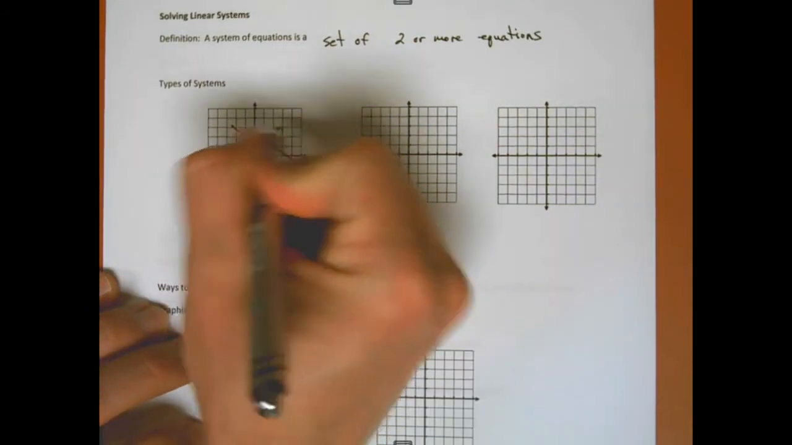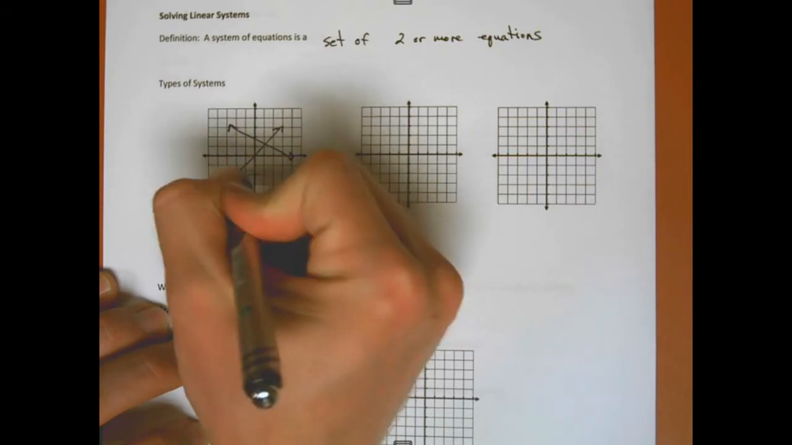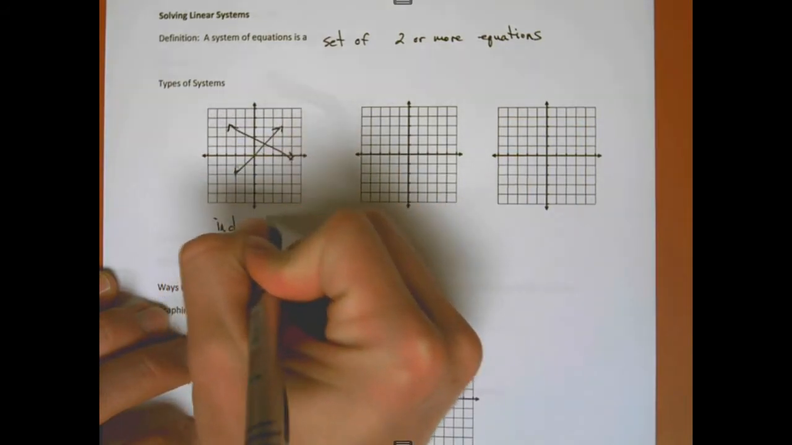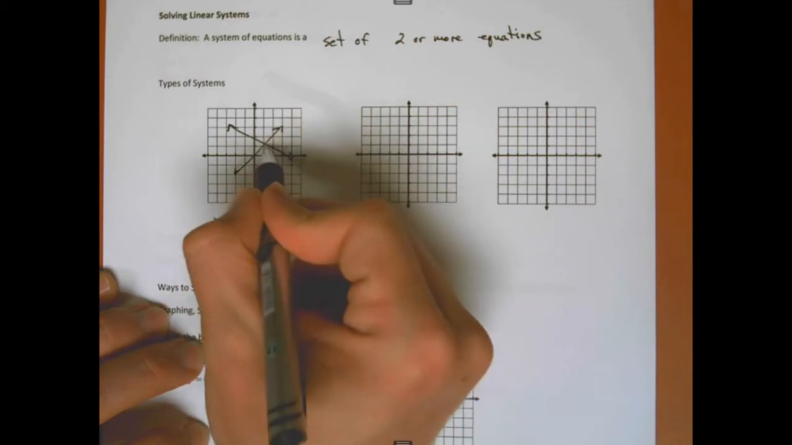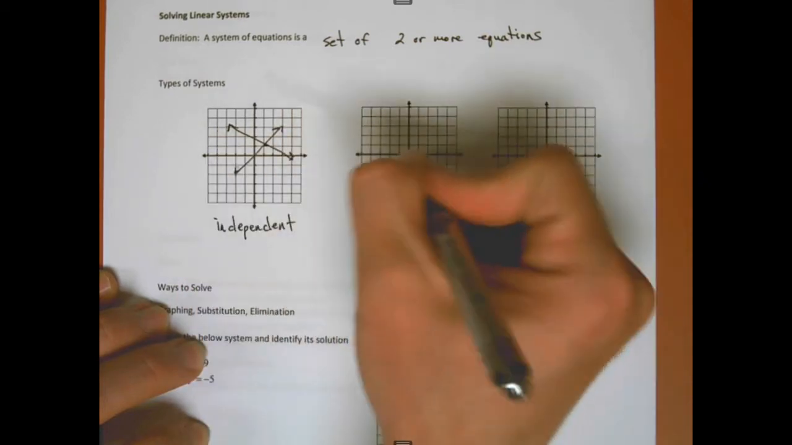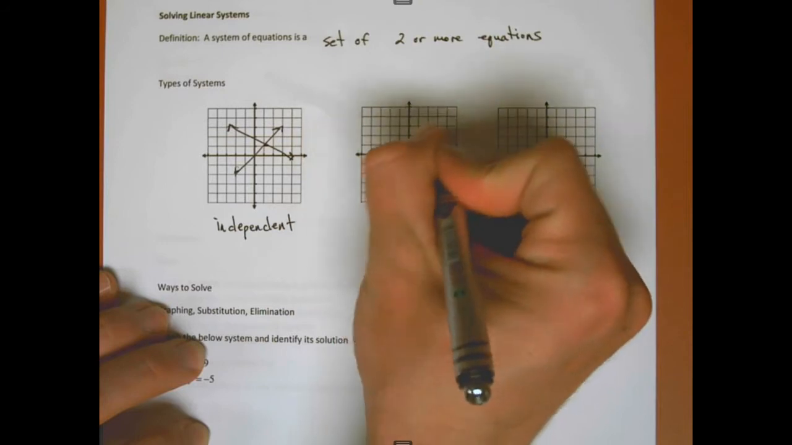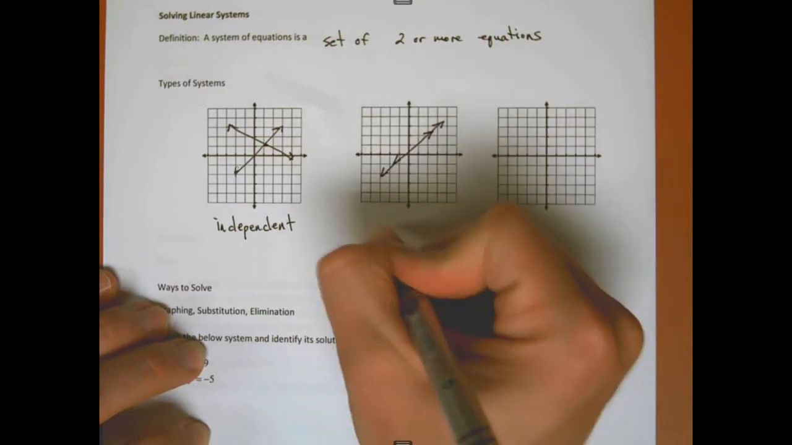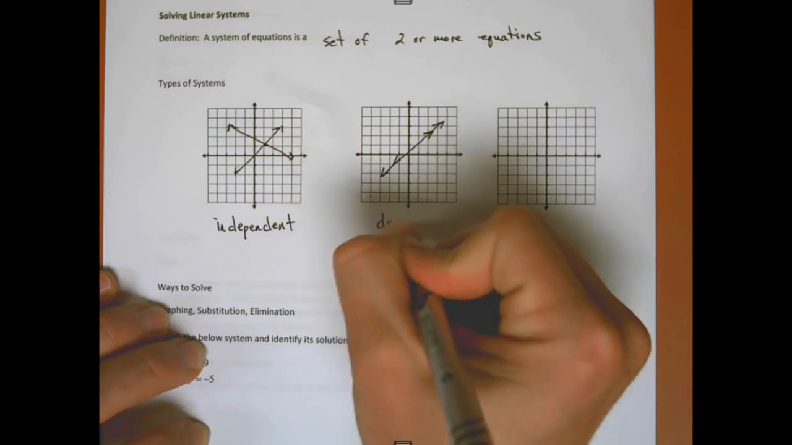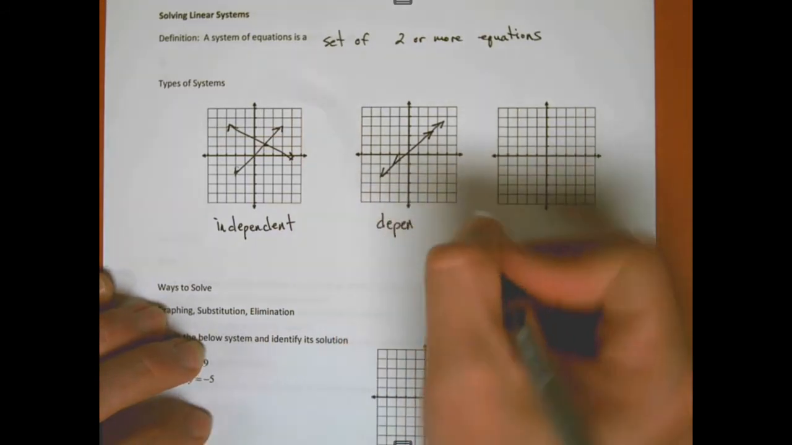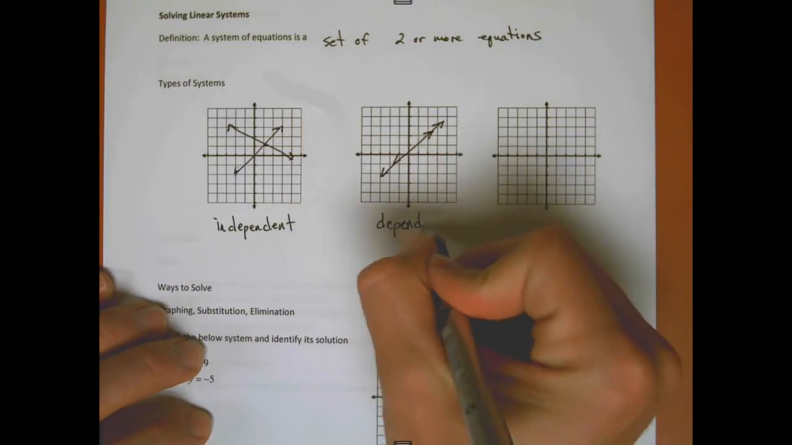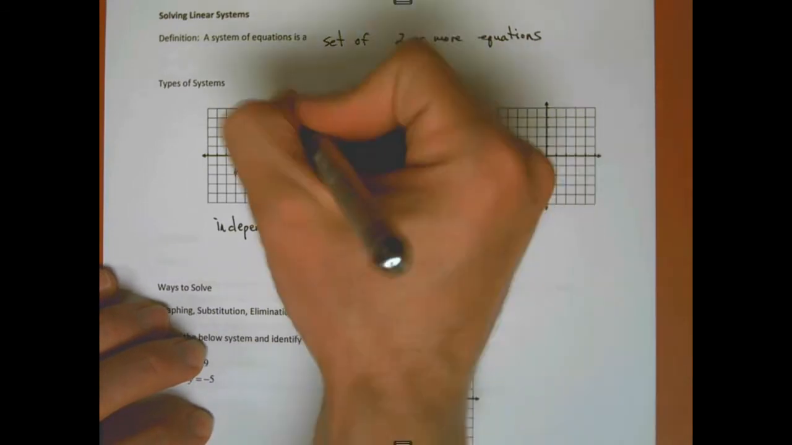There's independent, where the lines intersect at one point, and they have one solution. There's consistent or dependent. I guess these are both consistent. If it's dependent, then there are an infinite number of solutions. The solutions have to lie on the line, but we call that dependent. These are both consistent.